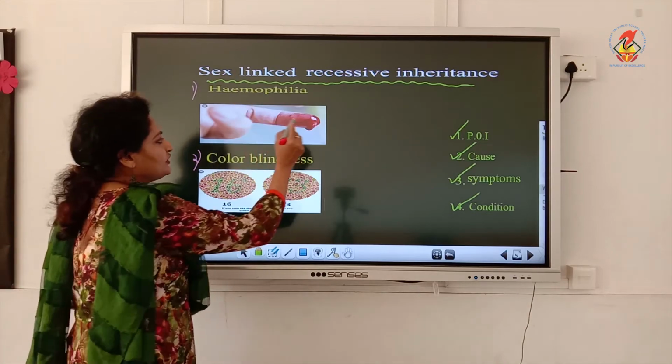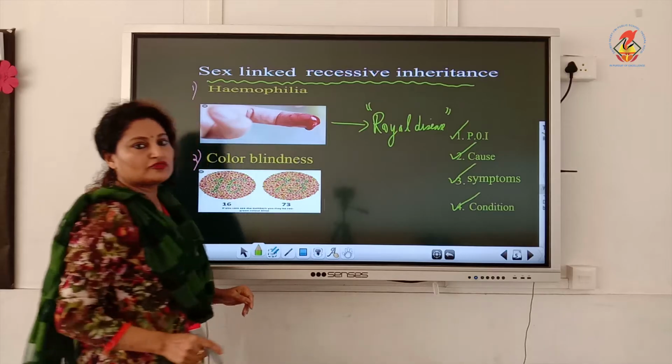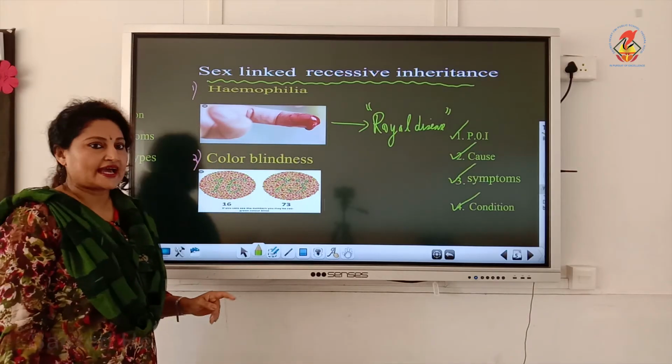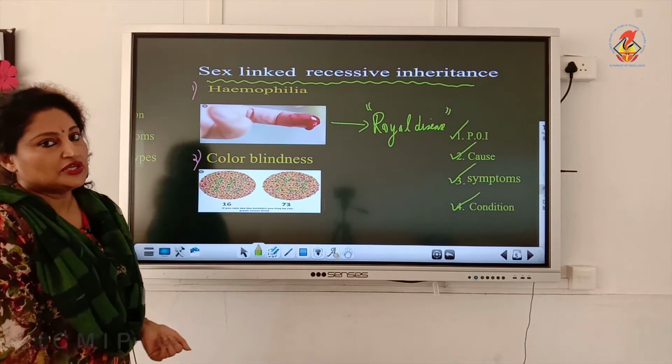And now the symptoms. Symptoms of hemophilia. You are familiar with hemophilia, it is referred to as a royal disease. Why is it referred to as the royal disease? Because it is present in the royal family of England. Queen Victoria is the carrier of this disease, and many of her descendants are suffering from hemophilia.